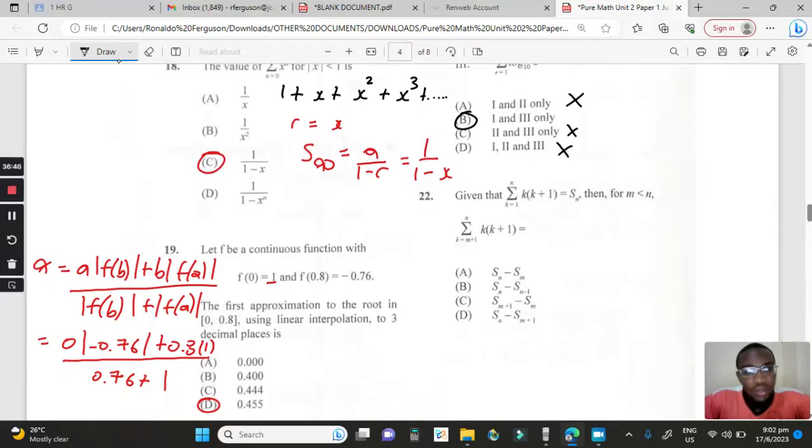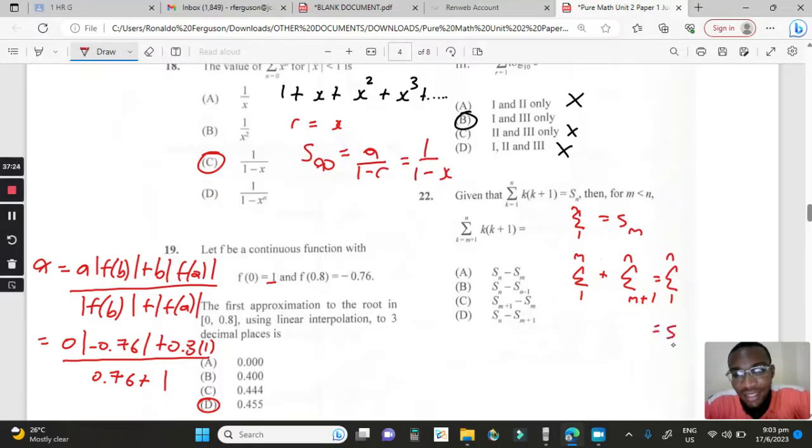Alright, this one now. This looks like a method of difference question. So sum from 1 to n is Sn. Now sum from 1 to m would definitely just be Sm. So notice they're starting from m plus 1 though. So we can go from 1 to m and then go from m plus 1 to n. And that is still the sum from 1 to n, which is Sn.